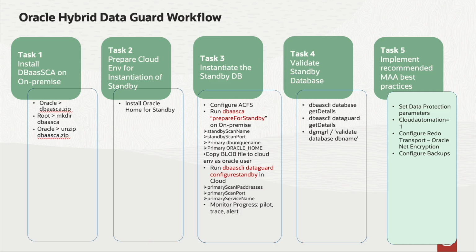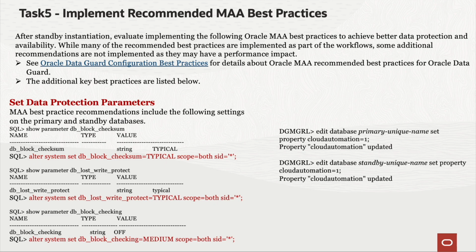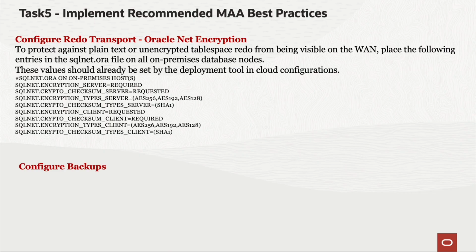Finally, implement recommended MAA best practices as per the documentation. While many of the recommended best practices are implemented as a part of the workflow, some additional recommendations are not implemented as they may have a performance impact and may need to be evaluated prior to enabling in the production environment. Listed here are the additional key best practices. To protect against plain text or unencrypted tablespace redo from being visible to the WAN, place the following entries in the sqlnet.ora file on all on-premise database nodes.